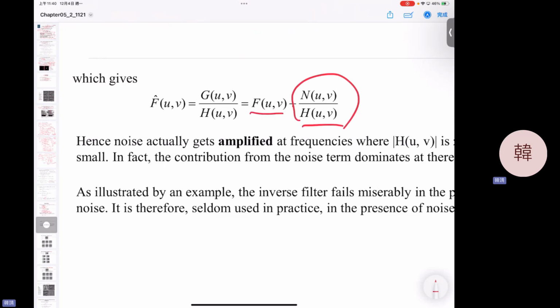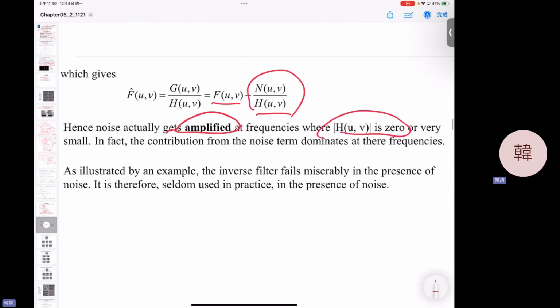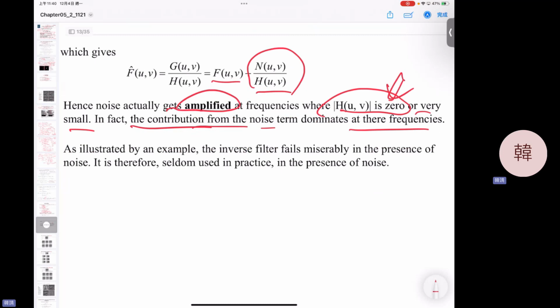Especially if there's some additive noise, which is a normal condition, we have some extra noise there, and the noise actually gets amplified. It will be seriously amplified when H(u,v) is zero, or very small. Under either condition, your image is not restored. It's destroyed immediately. The contribution from the noise term is everywhere, like white noise. Everywhere you have a white noise spectrum, and if you take the inverse of this value, especially when H(u,v) is small, it will amplify it.